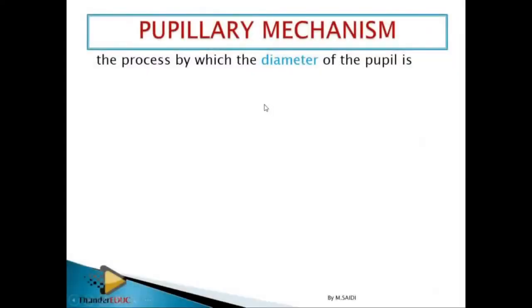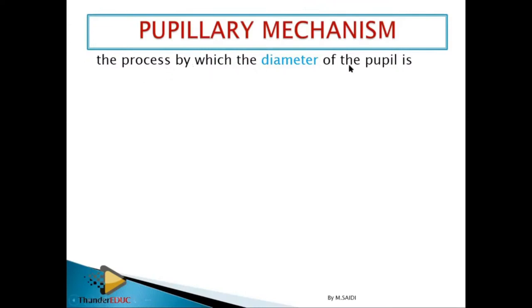When you talk about pupillary mechanism, it's the process by which the diameter of the pupil is being changed. You find out that students tend to misunderstand the pupillary mechanism and the accommodation. Basically, in accommodation, you have to talk about the lens, the suspensory ligament, and the ciliary muscles. While in pupillary mechanism, you talk about the muscles in the iris, and you also talk about the pupil. How much light is entering the eye? That is what you call pupillary mechanism.